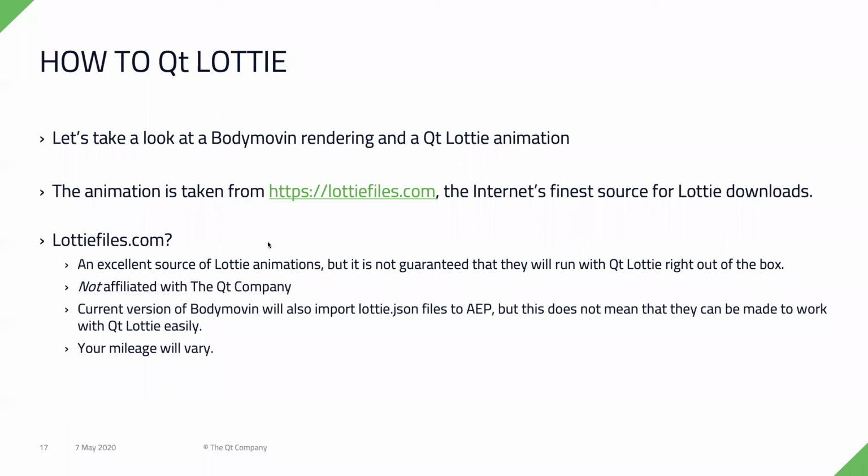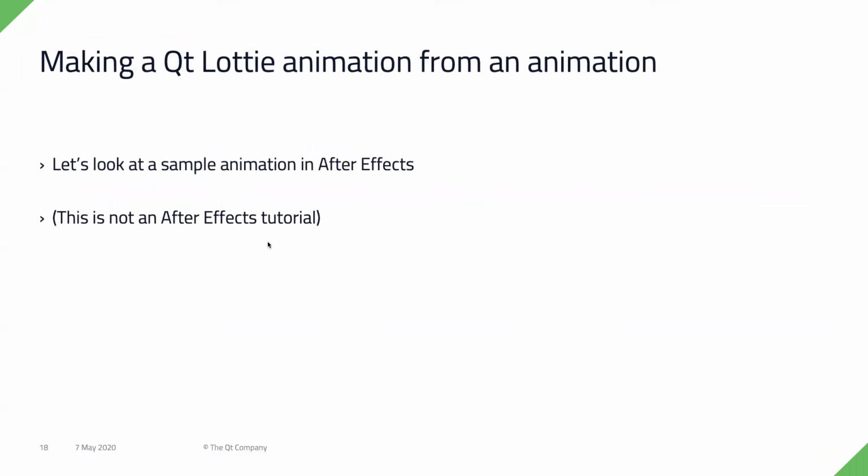If you download a JSON file from there, you can, using the Bodymovin plugin, import it into an After Effects format and edit it if you need to, but it's not guaranteed that it will actually be possible to fix them up. It really depends on the animations themselves. Of course, if you've got an After Effects expert, then you're probably fine for that.